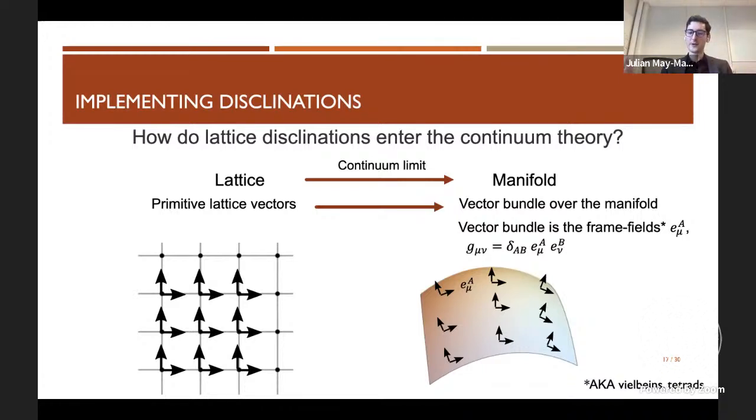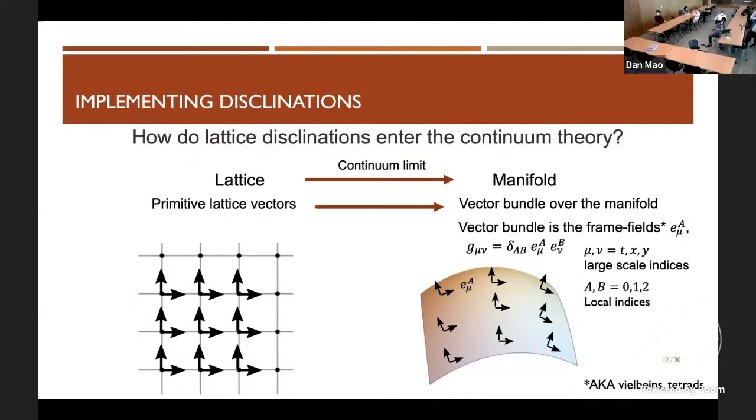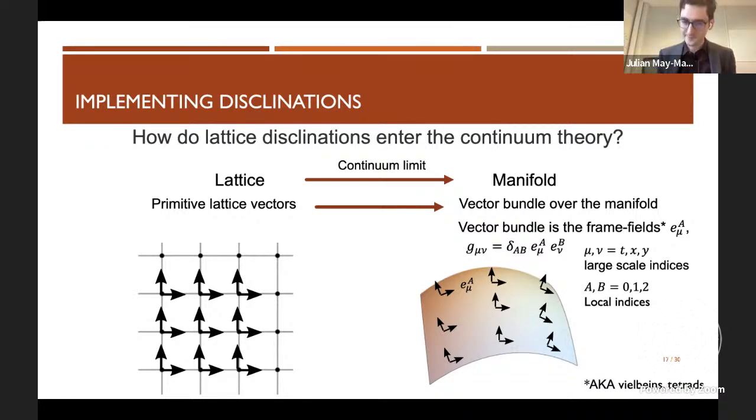Here, these frame fields are related to our metric, g_{μν} of the manifold, via this expression here, and are sometimes as such called the inverse metric, or the square root of the metric, because you have to square them to get to the metric as shown in this equation. For our purposes, I think a good way of understanding them is to treat these μ and ν indices as some sort of large scale index and a and b as some sort of a local index. As such, we can imagine that e_0^μ, e_1^μ, and e_2^μ form some sort of a local basis for this manifold, or alternatively, a local frame, i.e. a frame field.